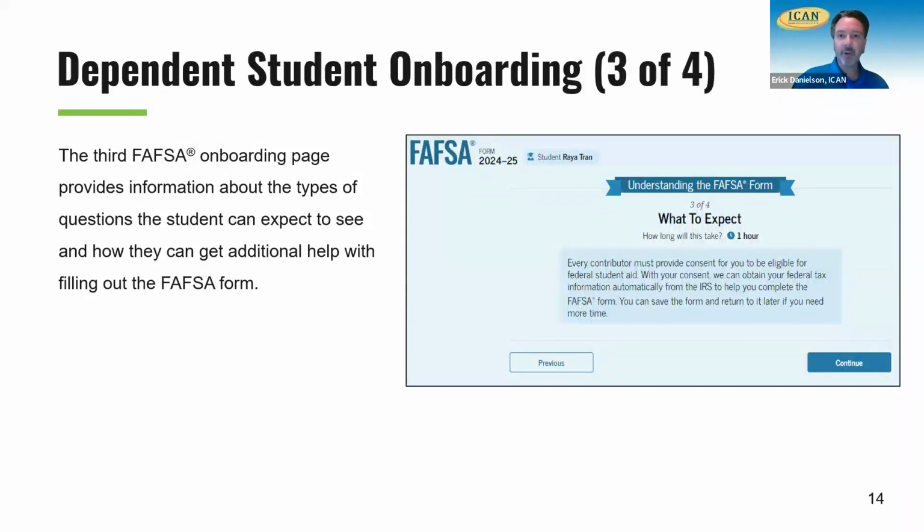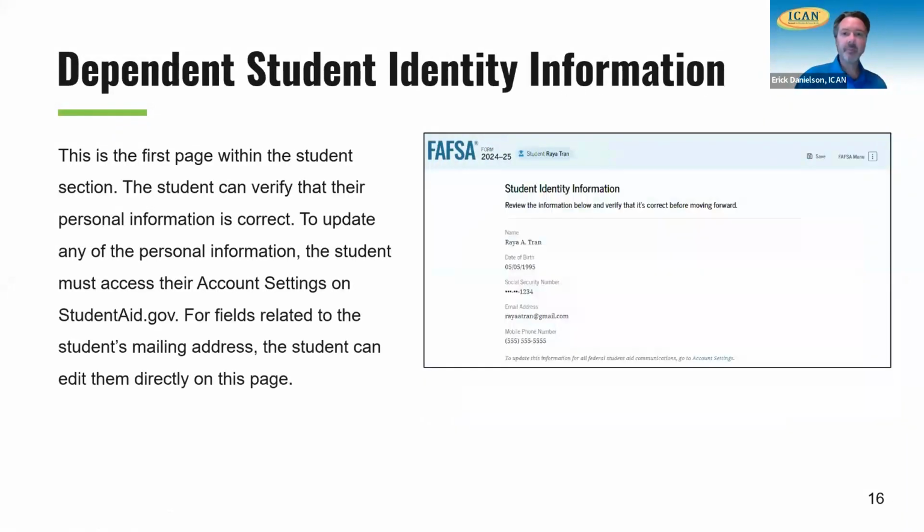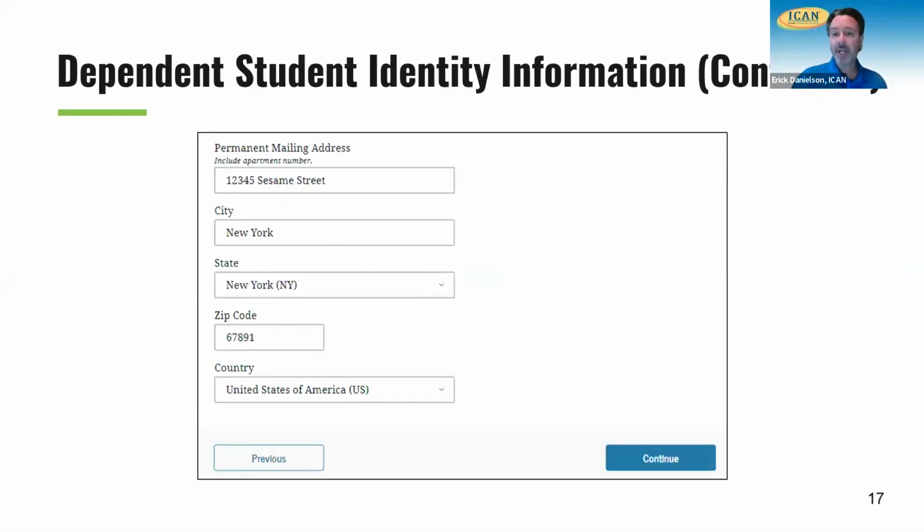After explaining that, the third video gets into what to expect, going over it, and then after submitting the form, which are some things we're going to be talking about tonight. The very first part, after you get by the videos, is it's going to show the student identity information, just double checking that information, not only their name, date of birth, social security number, and mobile phone number, but also their address. If any of that needs changed, you can't do this part within the form.